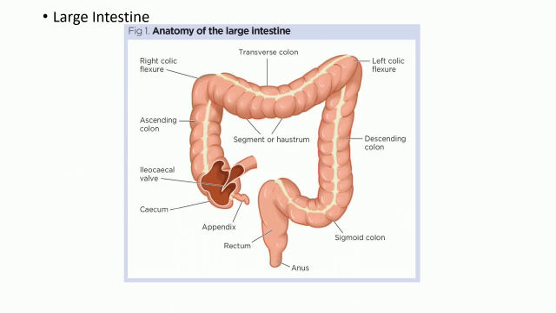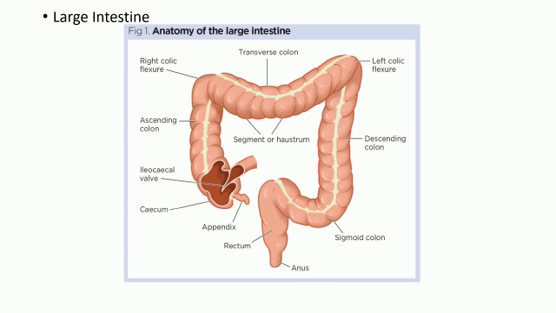Large intestine. The large intestine, also known as the large bowel, is the last part of the gastrointestinal tract and of the digestive system. It is about 1.5 meters long. Only water is absorbed in the large intestine.